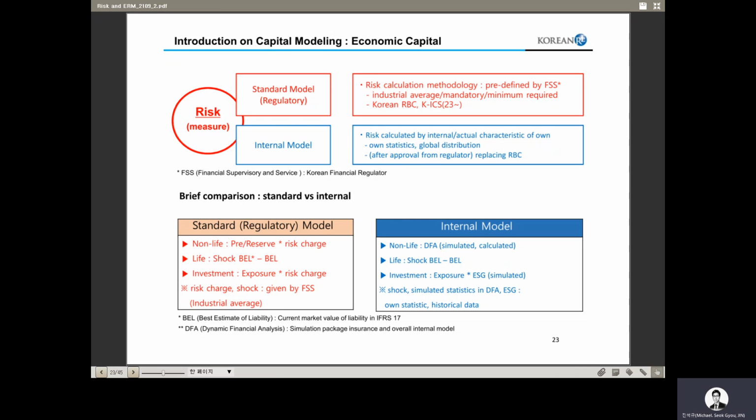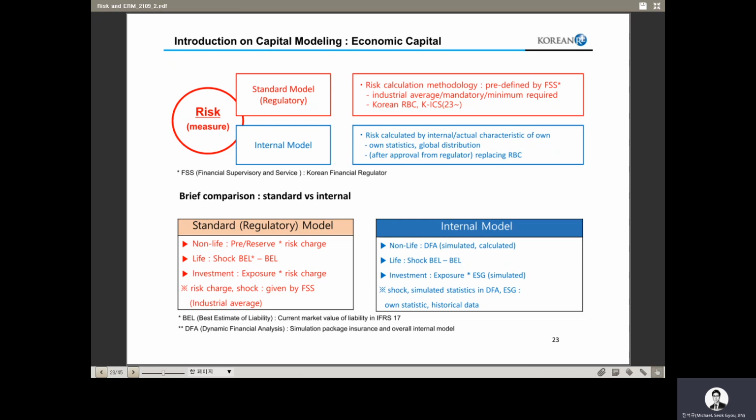And for the internal model, for non-life, we are using DFA. DFA is a dynamic financial analysis tool. It's a simulation package for insurance and the overall internal model. It's very close to a simulation tool and is a highly calculation-intensive one. And this is for the non-life internal model.